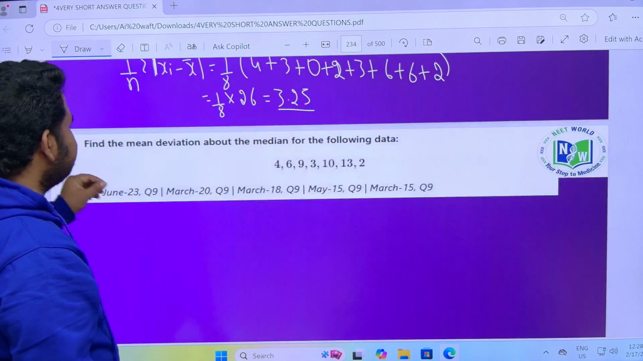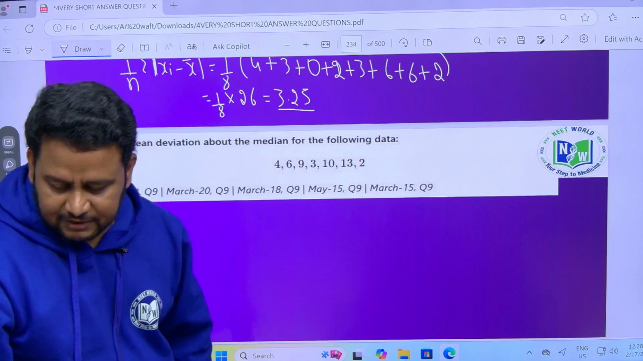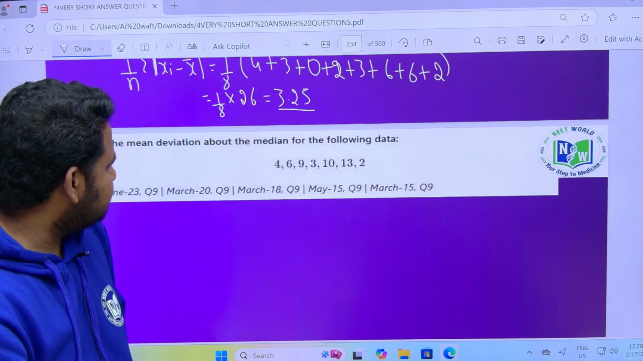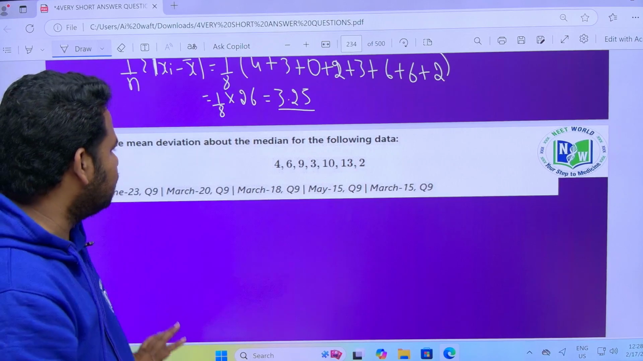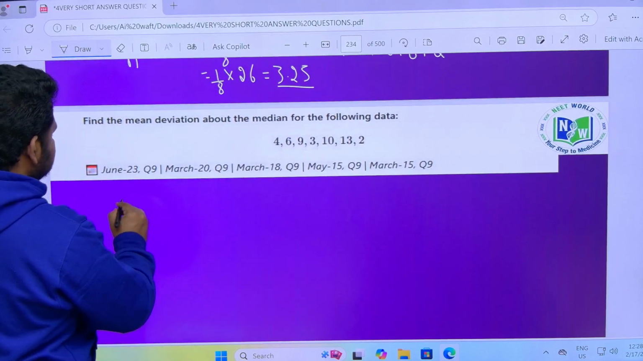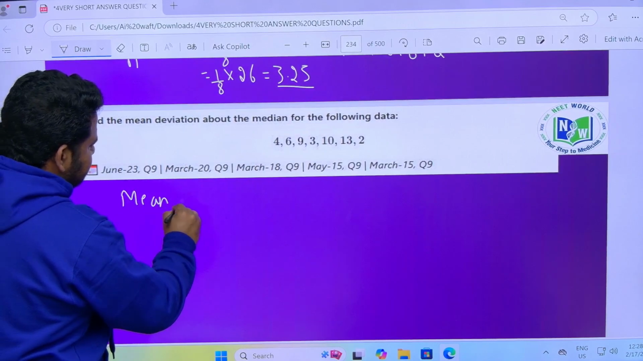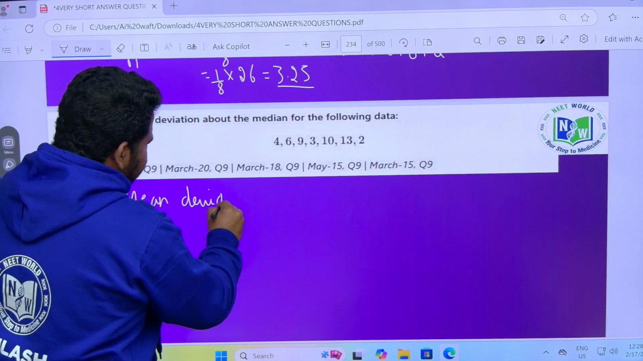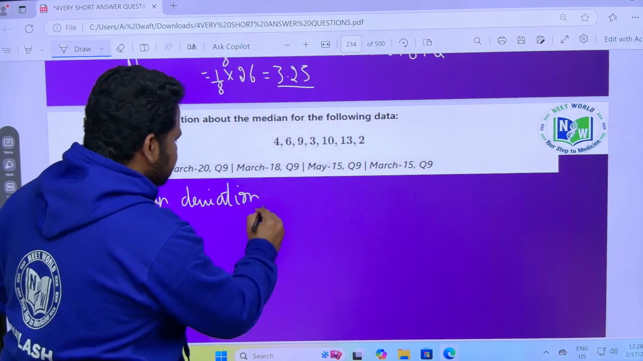Next one. Find the mean deviation about the median for the following data. Let me have a look at the data. Okay, this is fine. So for mean deviation about the median, same procedure, instead of mean, we'll be finding the median. That's all, friends.